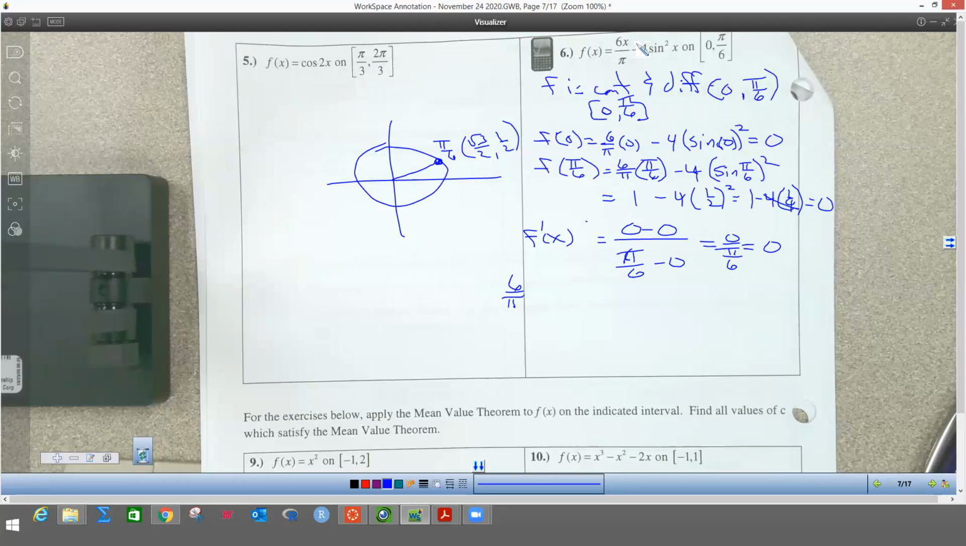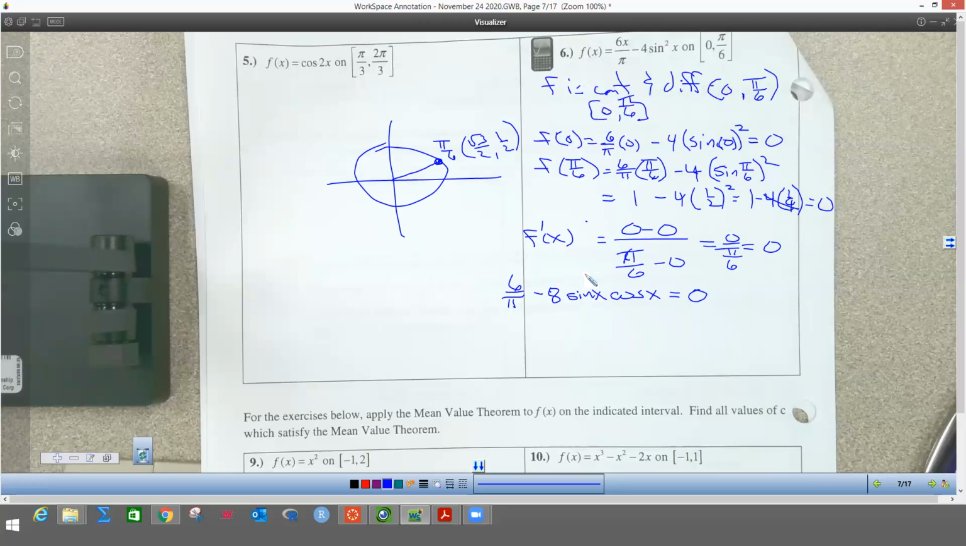The derivative of this is 6 over pi minus, keep my coefficient the same. Now I have to do the chain rule. So I've got to take that 2 out front, so that would actually become minus 8. I'm going to leave the inside the same, sine x. And then it's going to be the derivative of sine x, which is cosine x. And that would be my derivative. And I'm trying to find when that equals 0 because I want the derivative to be 0. Now I'm looking for x.